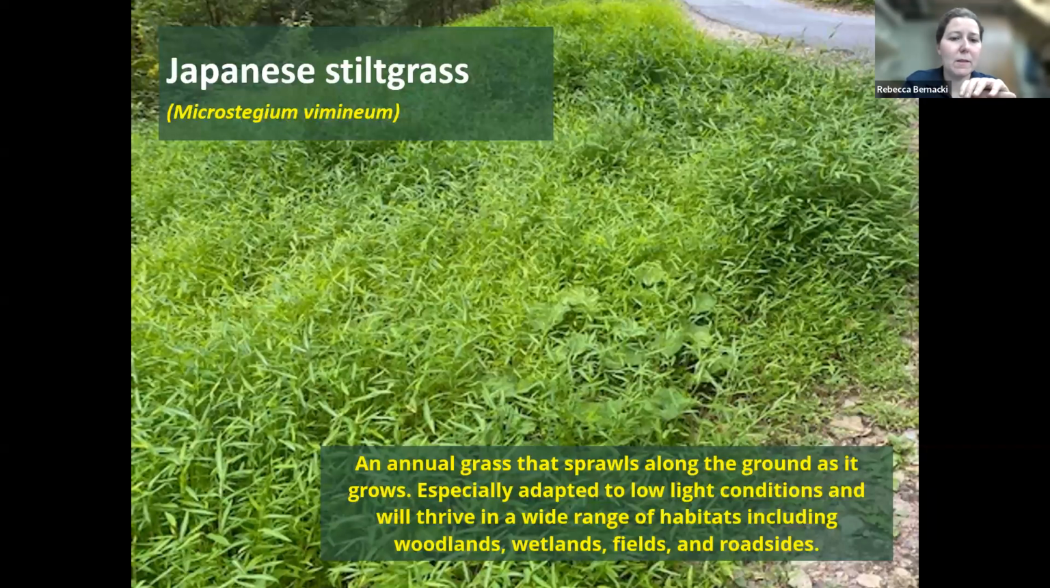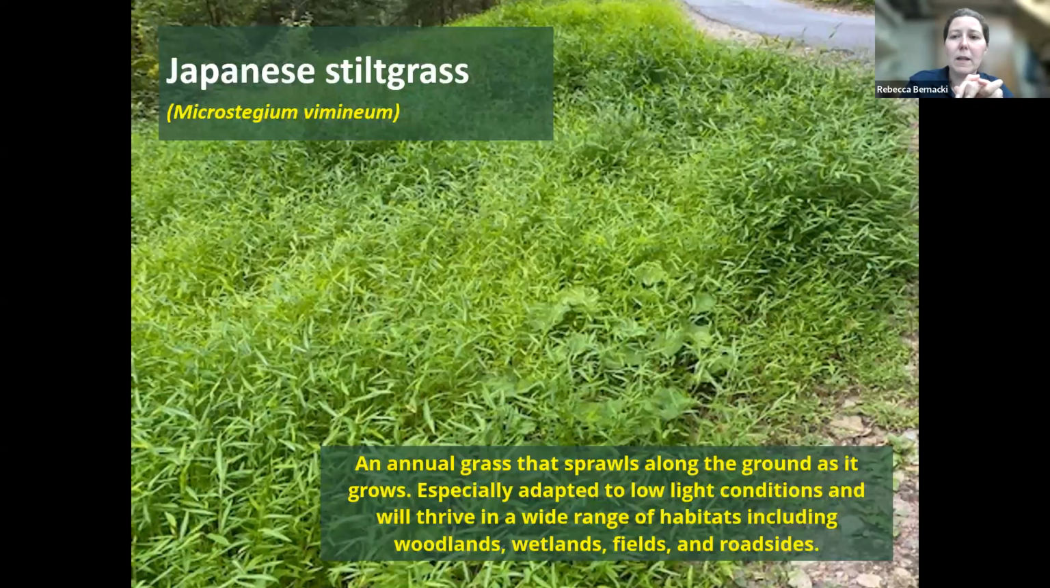So Japanese stiltgrass is an annual grass that sprawls along the ground as it grows. It's especially well adapted to low light conditions and can thrive in a variety of habitats, including woodlands, wetlands, fields, and roadsides. So this picture is actually taken at the first infestation of Japanese stiltgrass that we found in the Adirondacks. We'll talk about seed a bit later, but I want to talk a little bit about it here because this picture really highlights what's going on here.